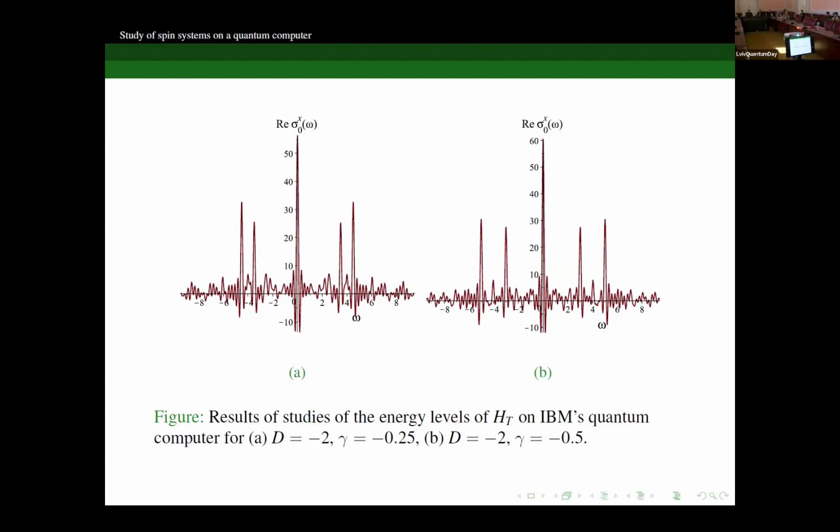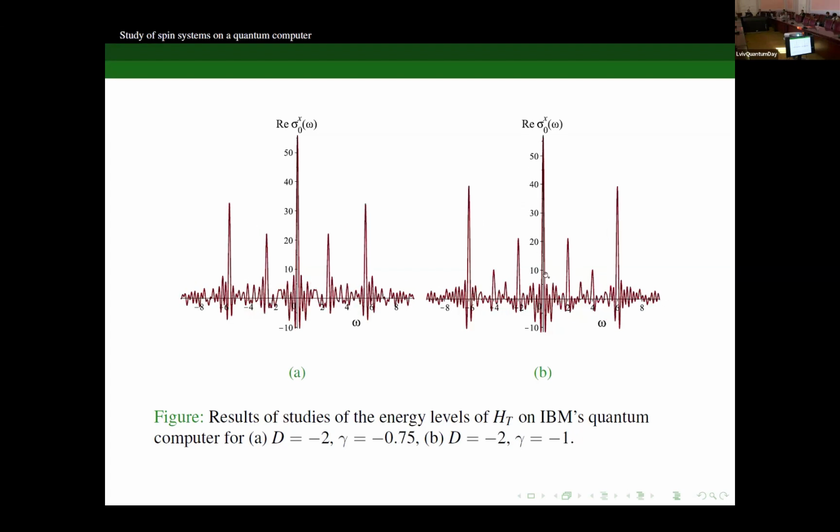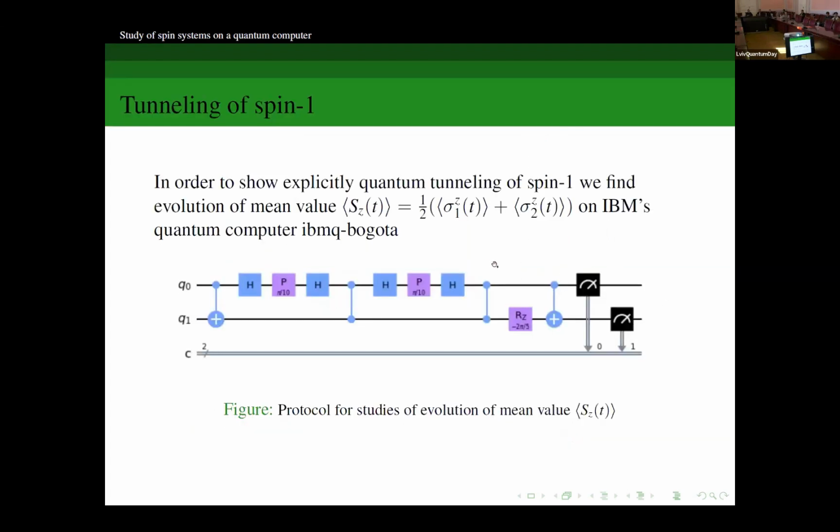So even such a small quantum computer with 5 quantum bits gives a possibility to simulate a real quantum system, which corresponds to just tunneling, single spin tunneling. Okay. So it's one more result, and moreover, we can directly find this tunneling.